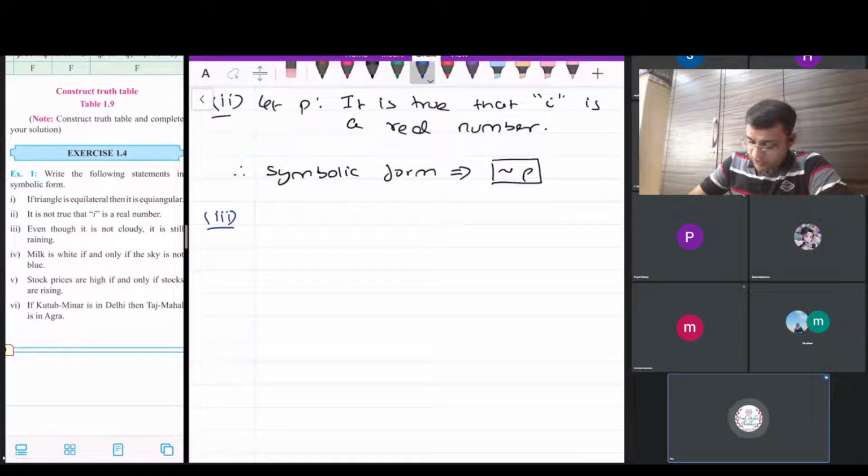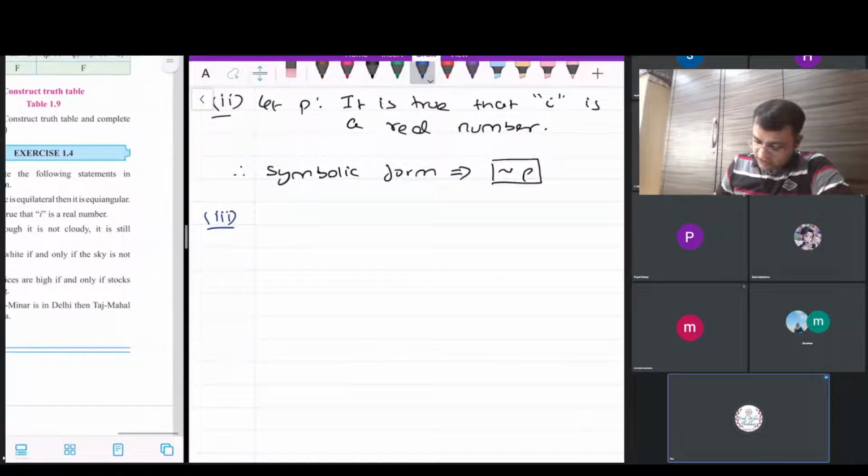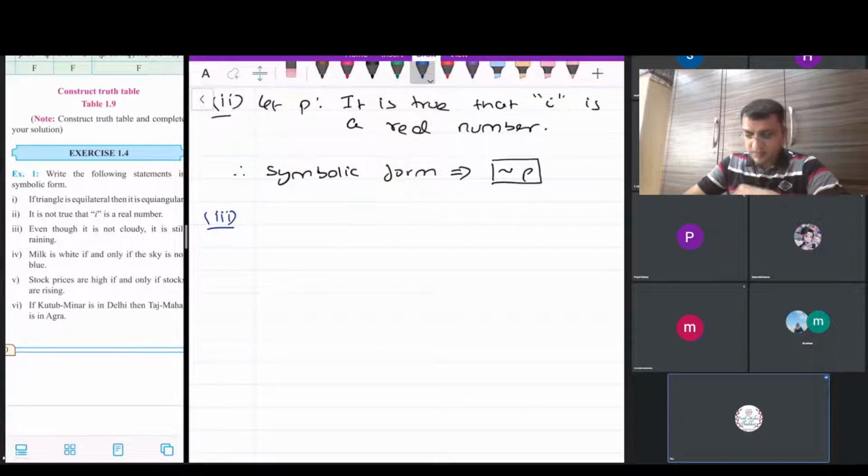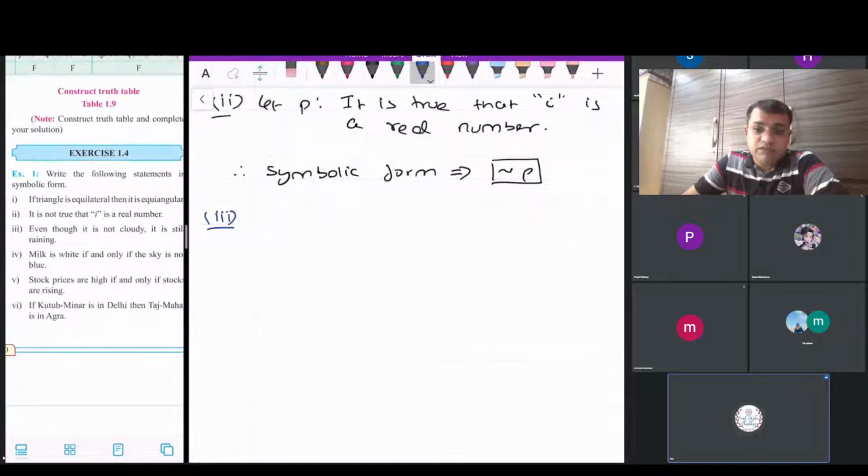Even though it is not cloudy, it is still raining. So in this case, what do you think? What should be the required connective? Because we don't have any connective looking like "even though". So we have to think logically. Yes, great. Absolutely correct, everybody. We have to apply the connective of "and" over here.